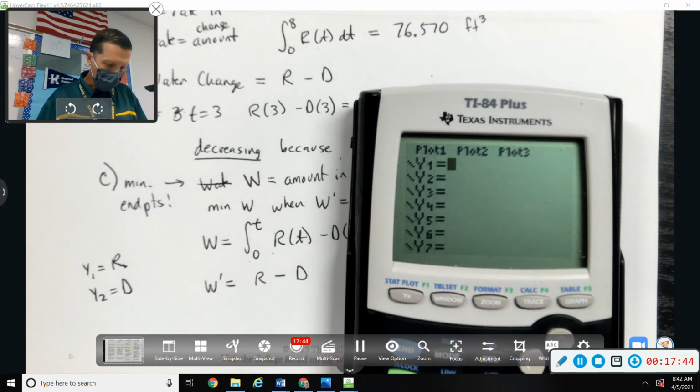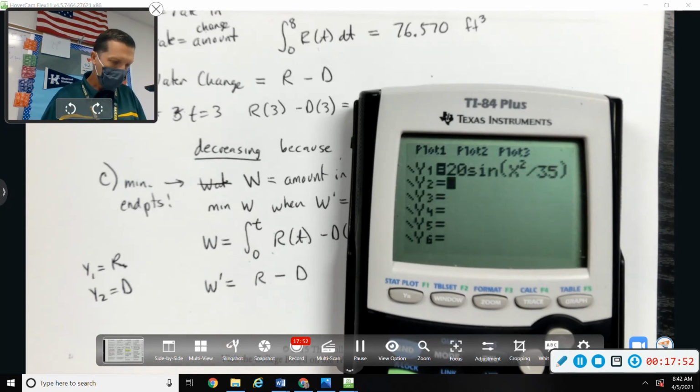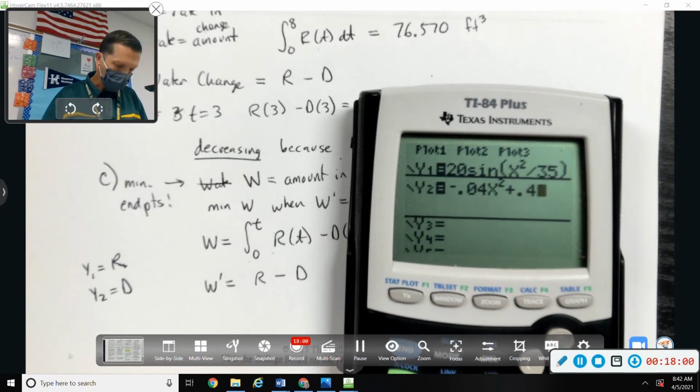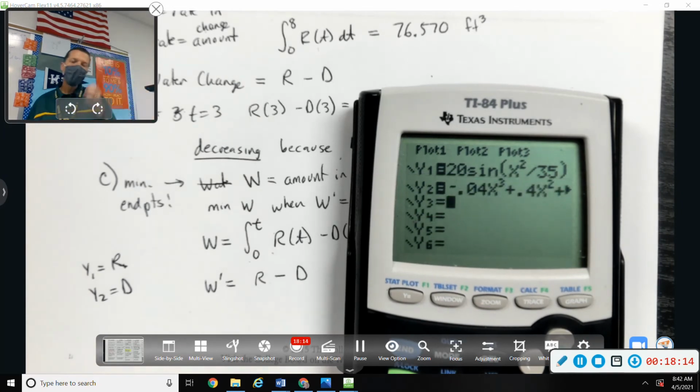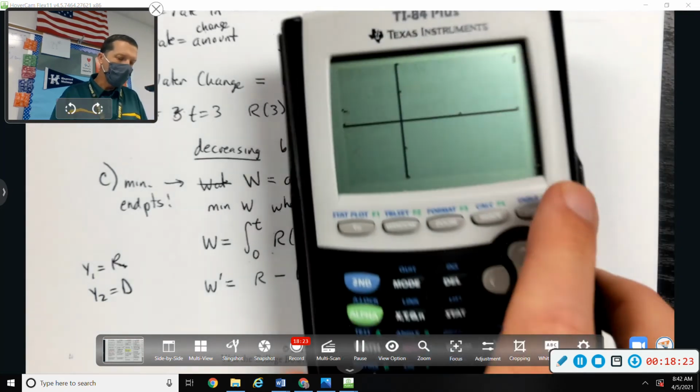So y1 is 20 sine x squared divided by 35. y2 is the amount draining, negative 0.04x cubed plus 0.4x squared plus 0.96x. Nope, did that wrong. This is cubic, not a sine. So who knows what that thing looks like?